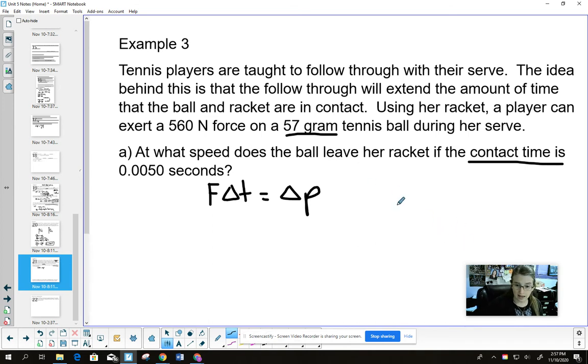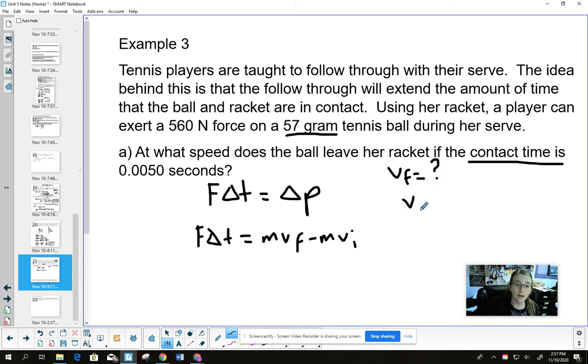This is going to be, again, a situation where we have everything we need. We really just need to plug in. Once again, the ball is at rest to start. Go ahead and try it. Okay, so we have force times change of time. I'm going to go ahead and jump to the momentum formulas. Okay, we are looking at what speed does the ball leave her racket. So we're looking for velocity final, yep.